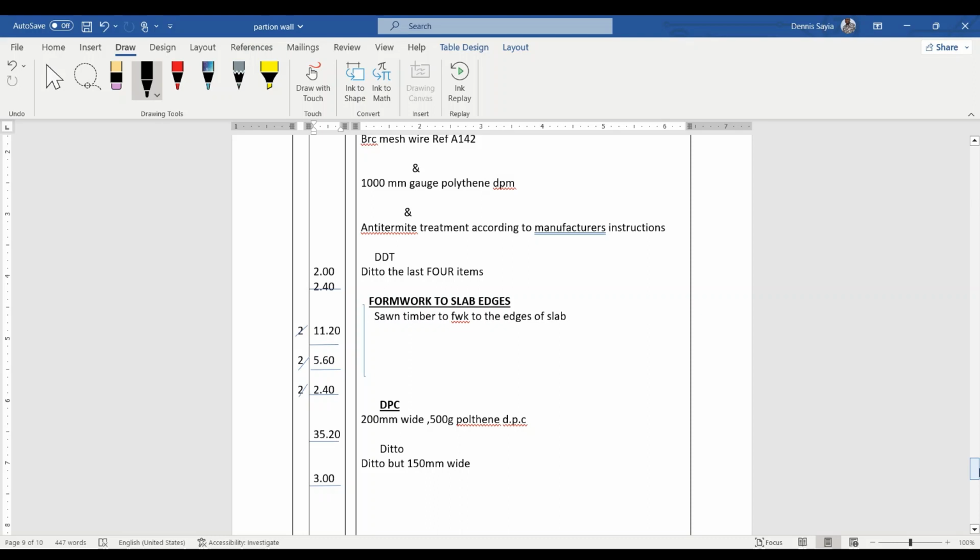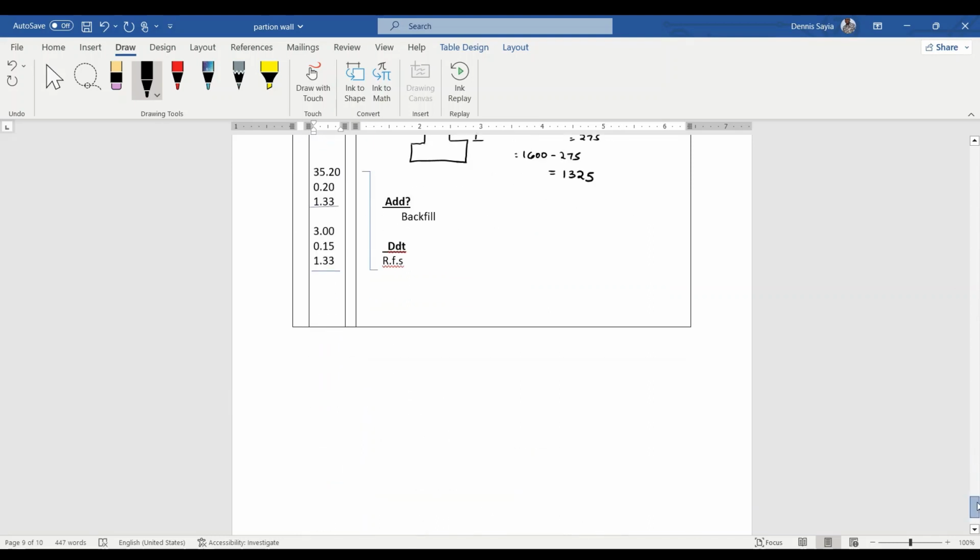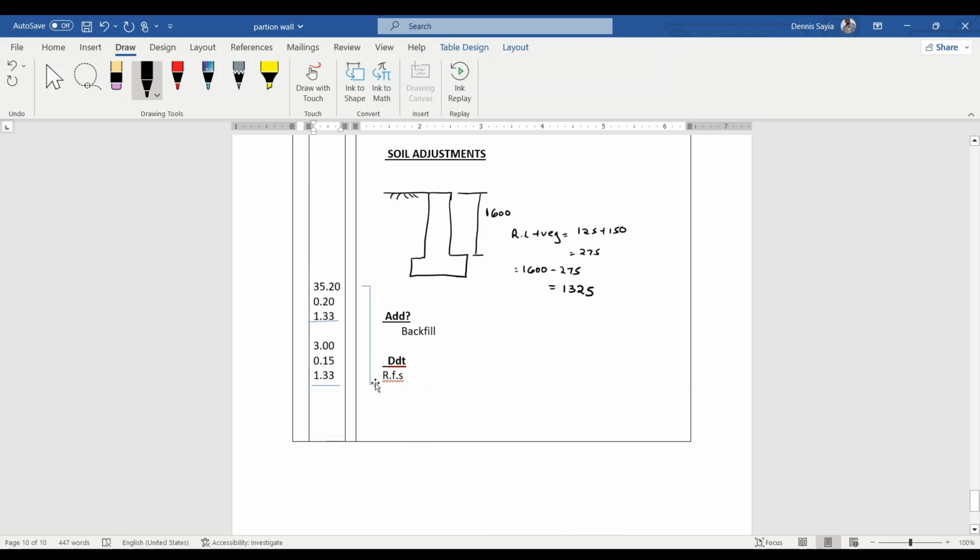We go to the DPC. DPC, we use the mean girth. So our mean girth for the outside wall was that 5200. So that is what we are using, but it is 200 millimeters wide, 500 gauge bituminous DPC. And then for the partition wall, the length was 2.80 ditto, but 150 millimeters wide.